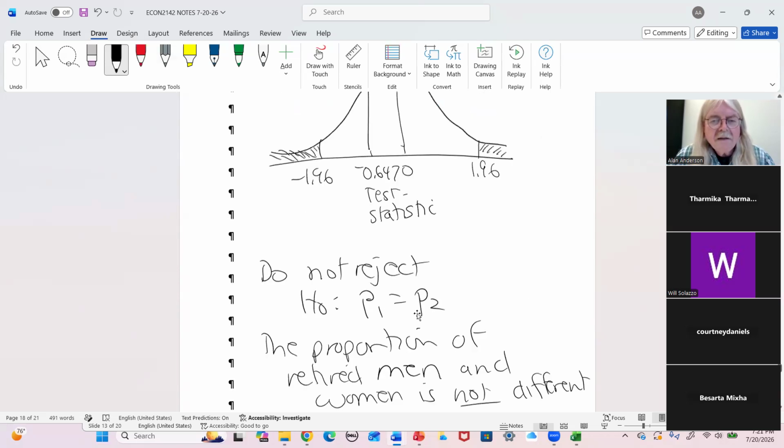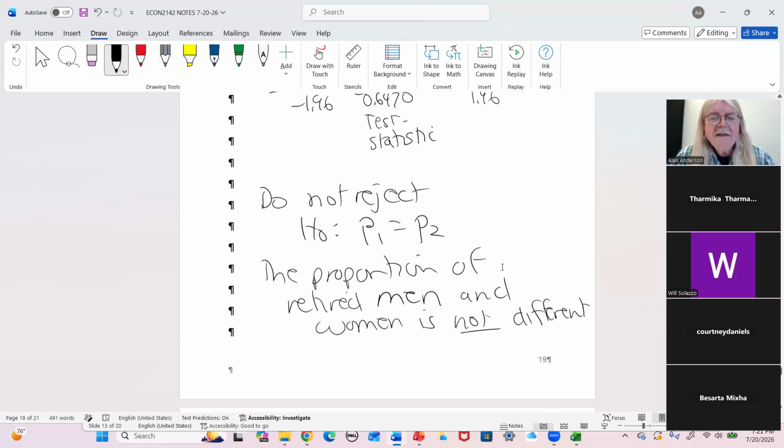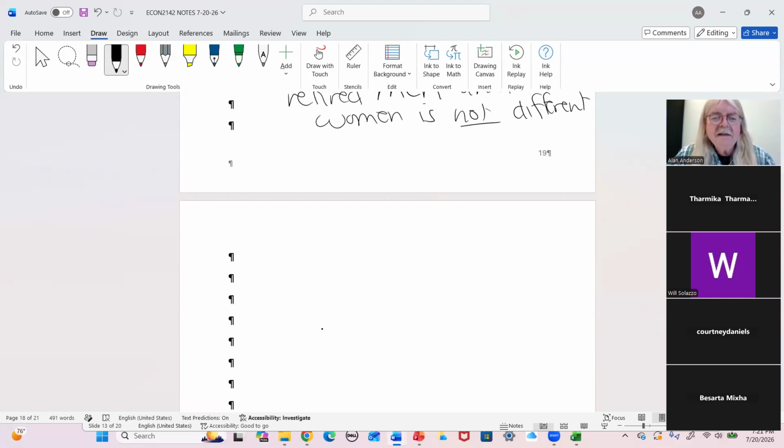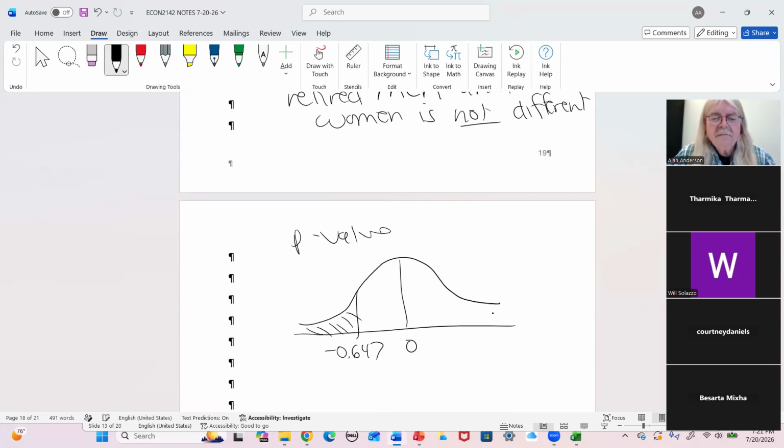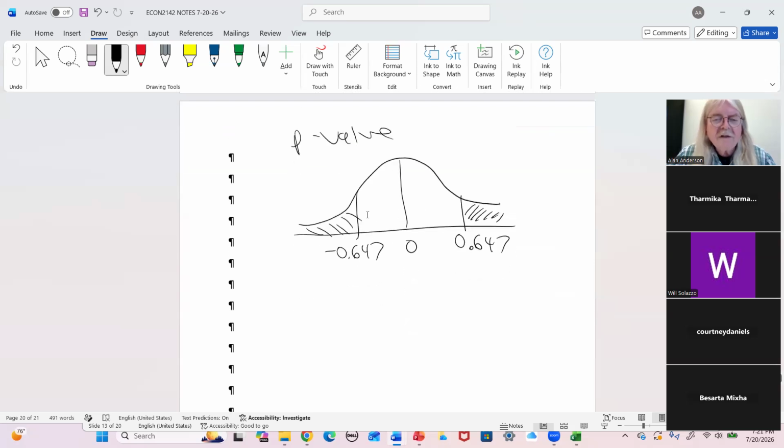All right, and let's see. Oh my God, the p-value is going to be through the roof. It's a two-tailed test. We need two tails. So we'll figure out this one first, and then we'll double it.